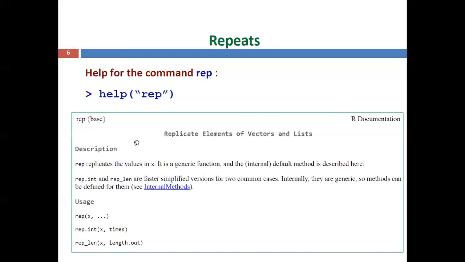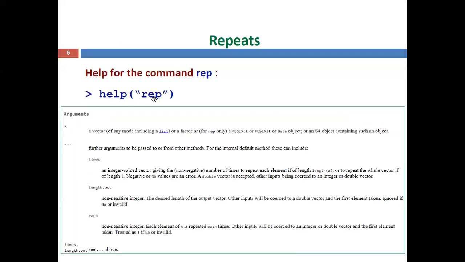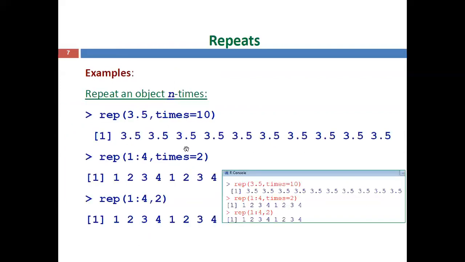Then after usage, see the arguments. First x, which is a vector. Then others like length.out, each, times, with explanations for all these arguments. So you can find this using the help command. This is about help for the command rep. Then coming to examples of repeat. Here we will see different cases.